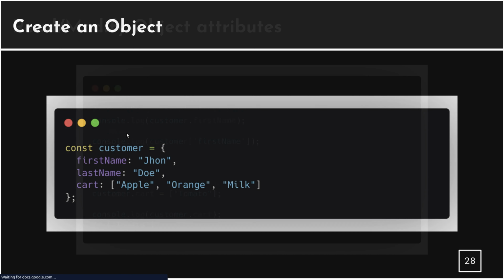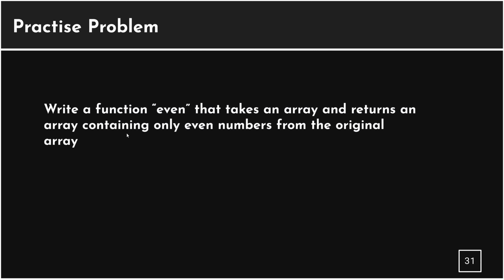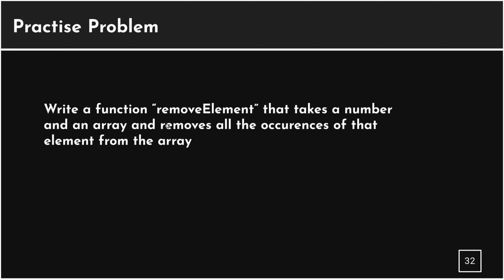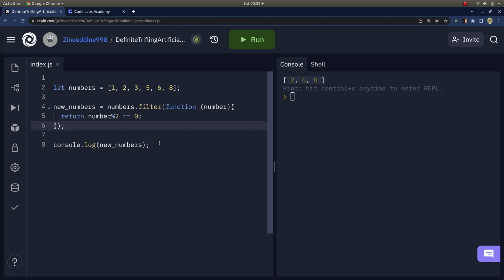I think we're almost finished. We just have one final problem. Write a function remove element that takes a number and an array and removes all the occurrences of that element from the array. We actually can do it with the same method. We just have to apply a slight change into this function, and it would work. Let's say, for example, we want to remove all the occurrences of 8. Just add in a few 8s right here.